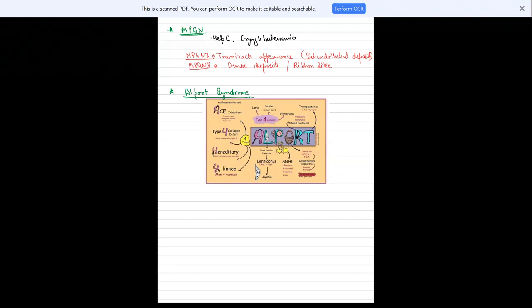Okay, now next is Alport syndrome. What is Alport syndrome? Basically, type 4 collagen is defective, or it's not being produced in the body. So Alport, type 4 collagen defect. Type 4 collagen is present in the lens, in the cochlea, and in the glomerulus. So this is a mnemonic to remember. In the lens, it can cause lenticonus and myopia. In the ears, it can cause sensorineural hearing loss.